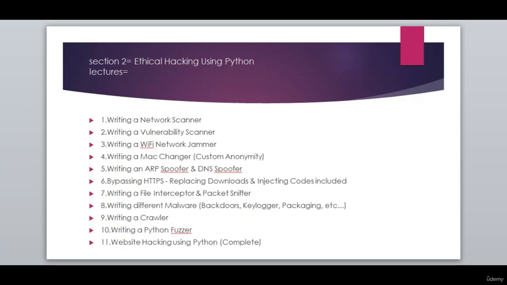And section 2, ethical hacking using Python, with lectures about writing a network scanner, writing a vulnerability scanner, writing a Wi-Fi network jammer, writing a MAC changer, custom anonymity, writing an ARP spoofer and DNS spoofer, bypassing HTTPS, replacing downloads and injecting code included, writing a file interceptor and packet sniffer, writing different malware, backdoors, keylogger, packaging, writing a crawler, writing a Python fuzzer, website hacking using Python, full and complete.